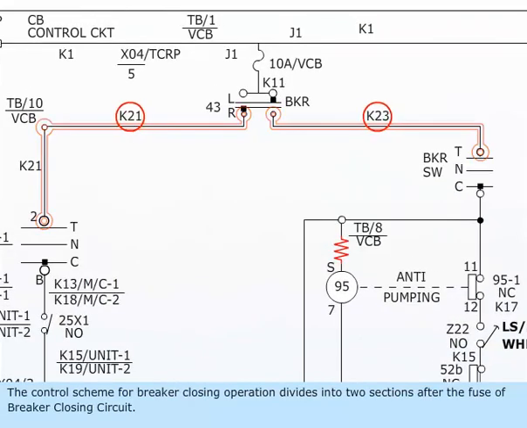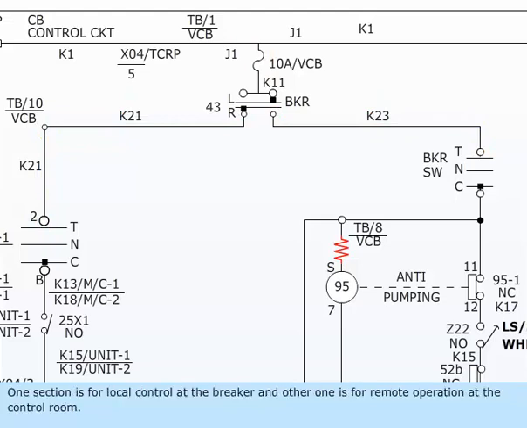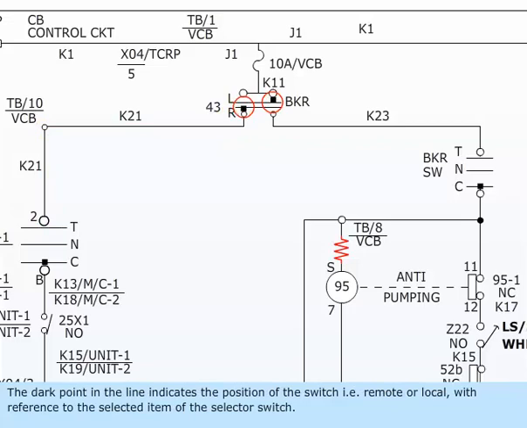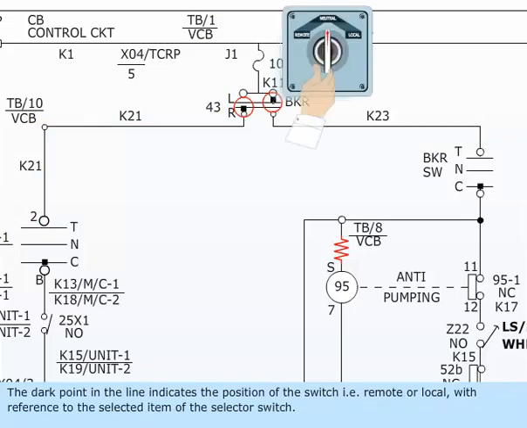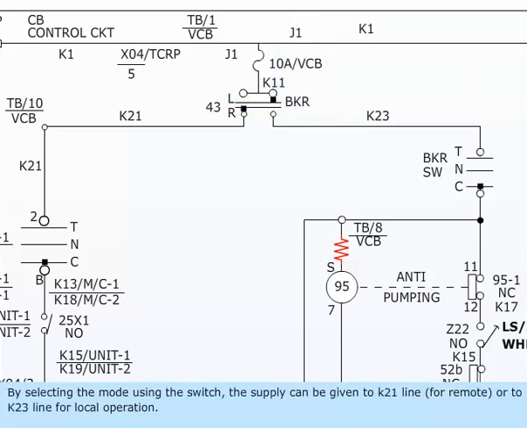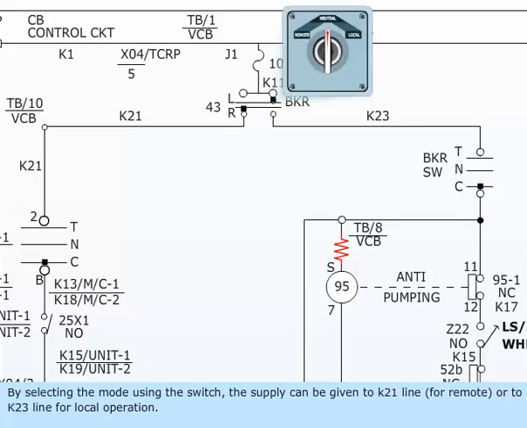The control scheme for breaker closing operation divides into two sections after the fuse of breaker closing circuit. One section is for local control at the breaker and the other one is for remote operation at the control room. The dark point in the line indicates the position of the switch, that is remote or local, with reference to the selected item of the selector switch. By selecting the mode using the switch, the supply can be given to K21 line for remote or to K23 line for local operation.